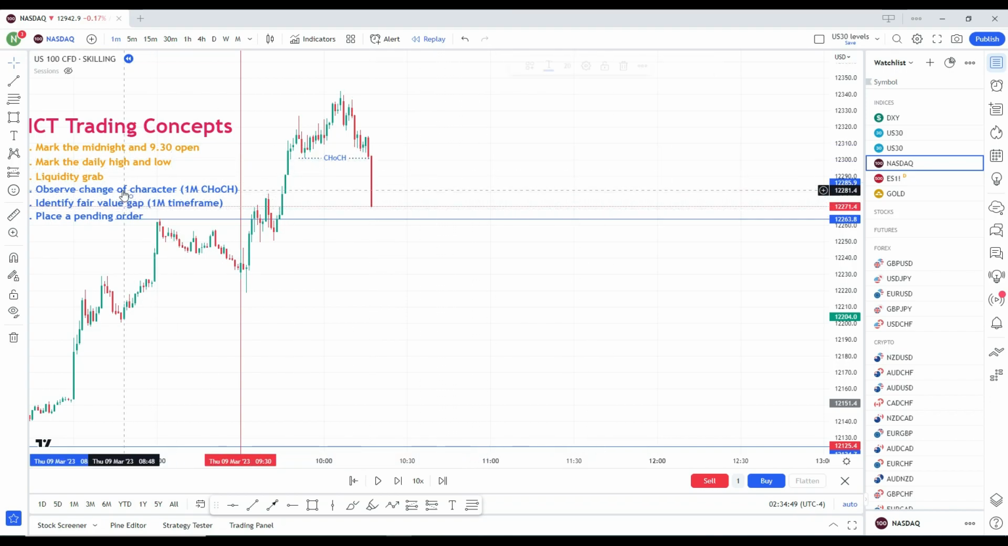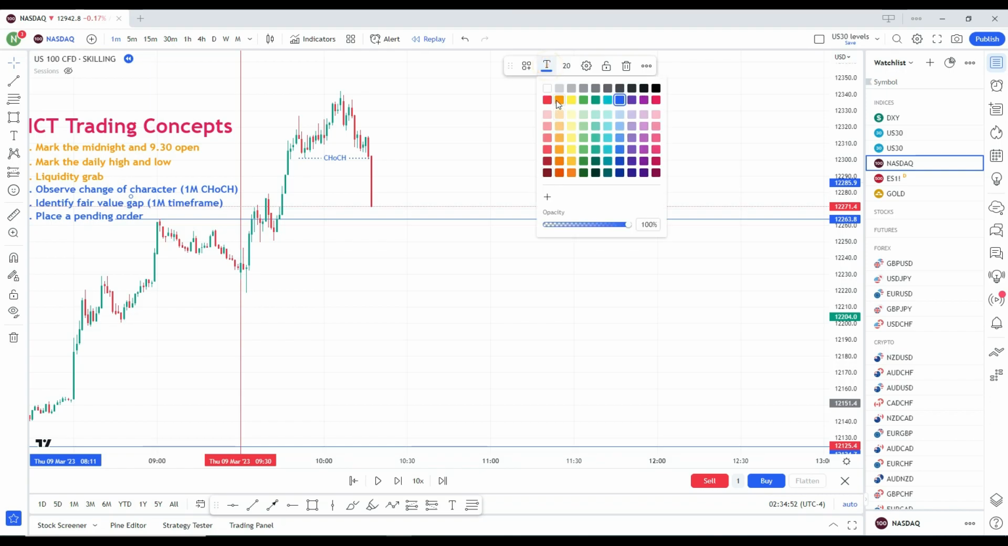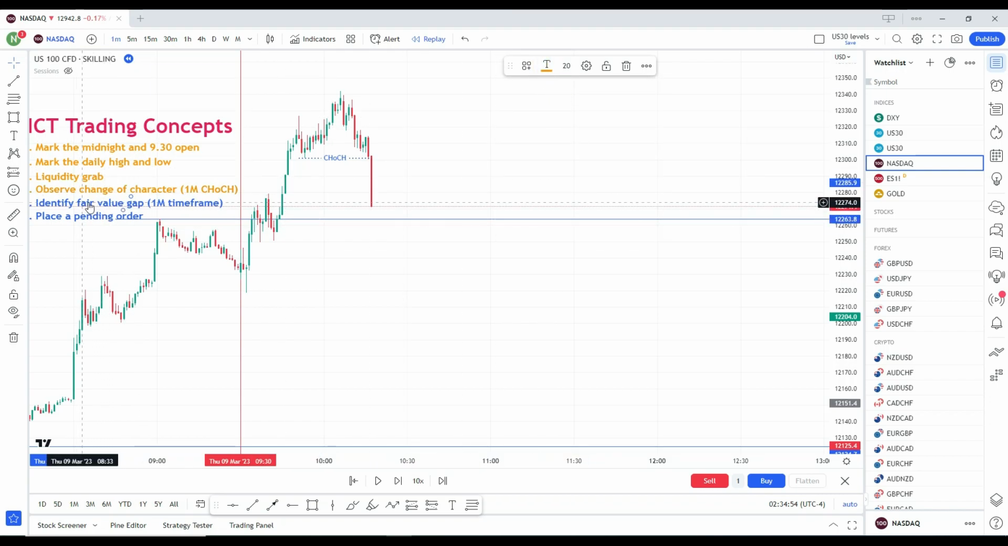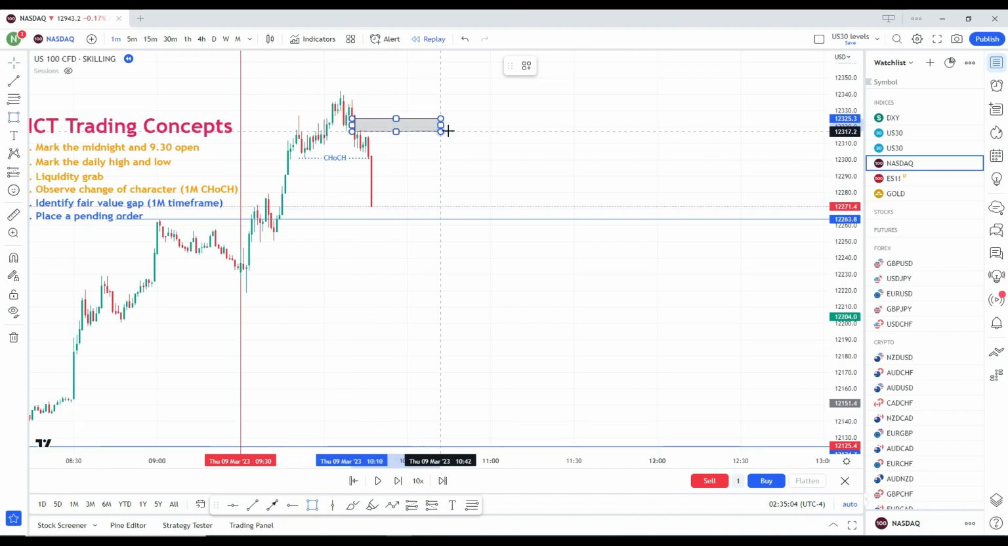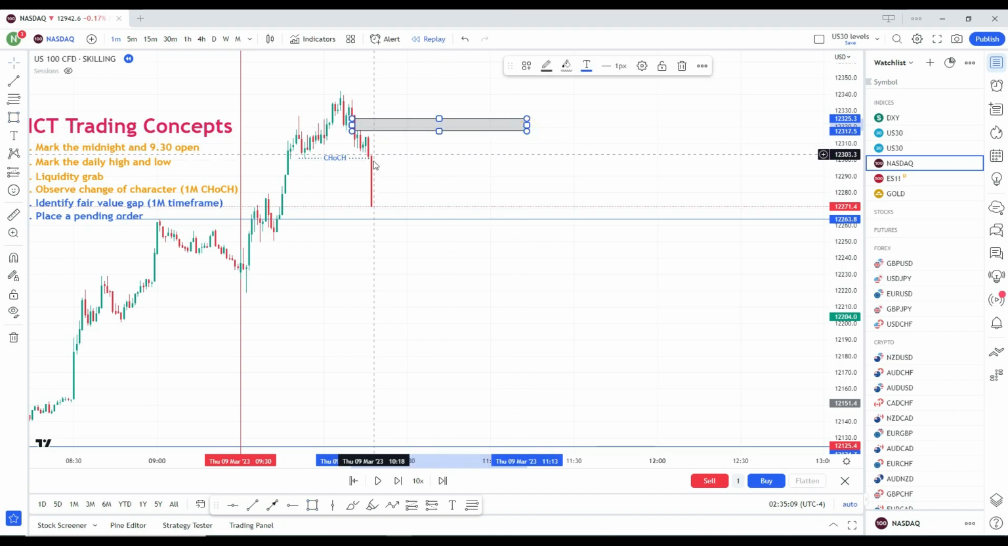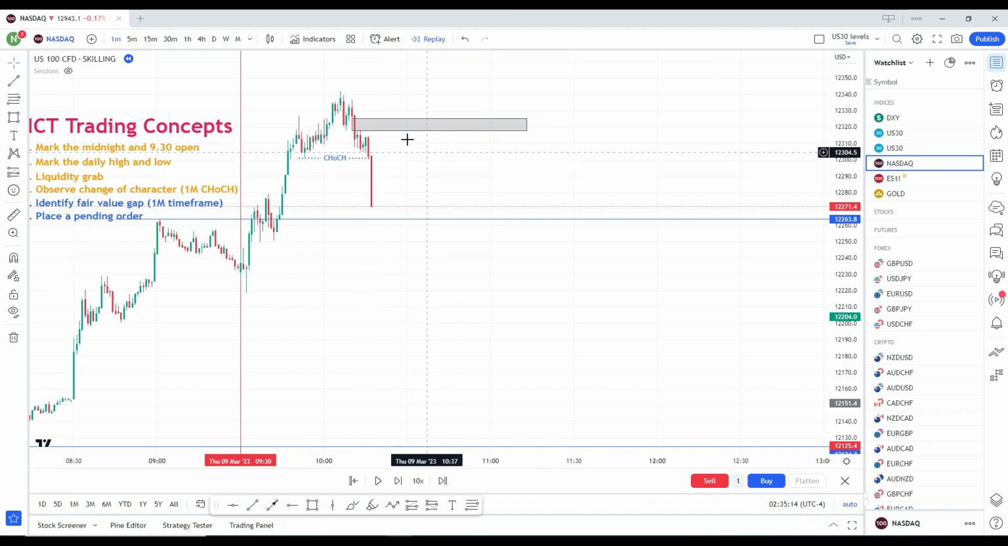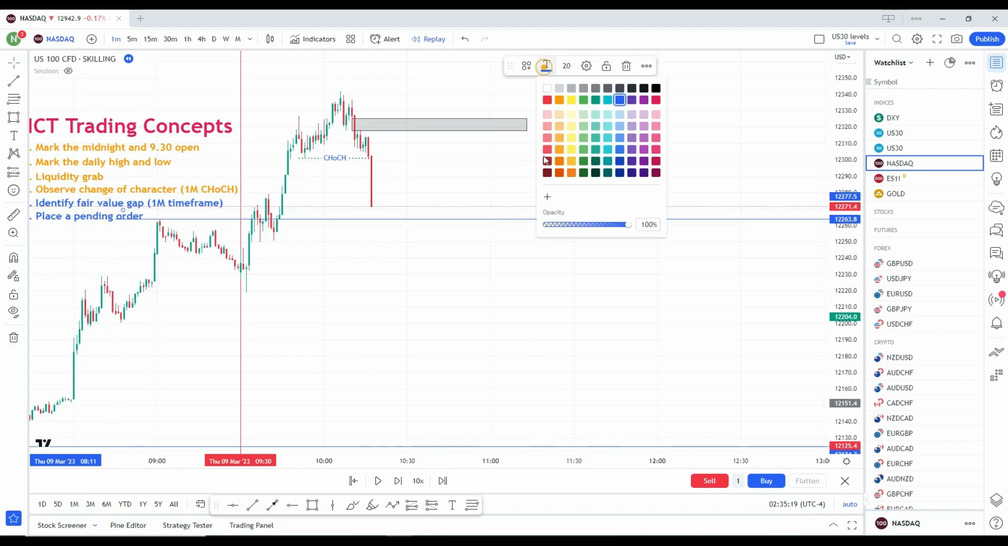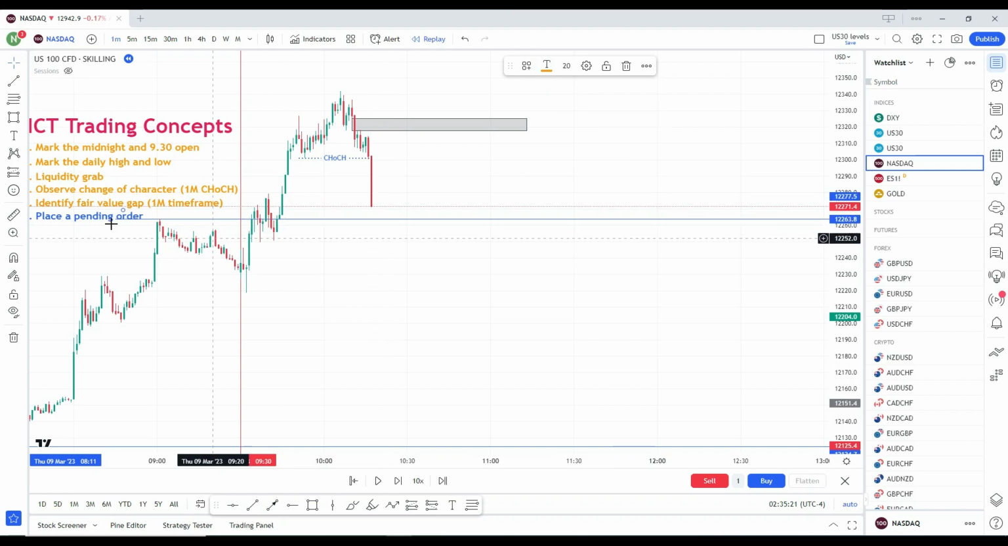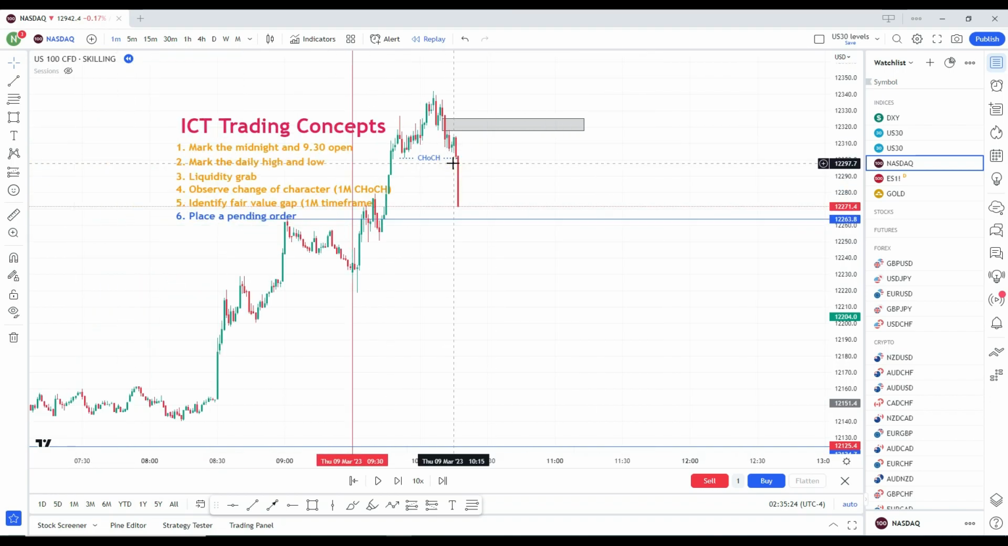Now we go to the next step: identify fair value gap. So FVG, this is it. You go for the extreme. If there was any other one here, you don't go for the near one, you go to the last one, the extreme end. Once we have our fair value gap, we now place a pending order, and in this case it will be a sell.